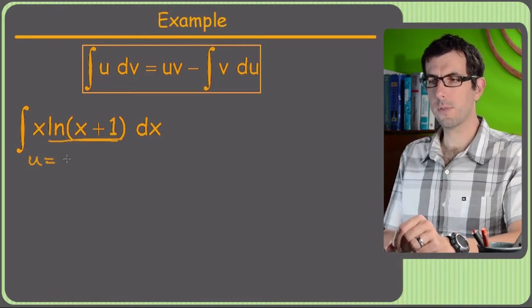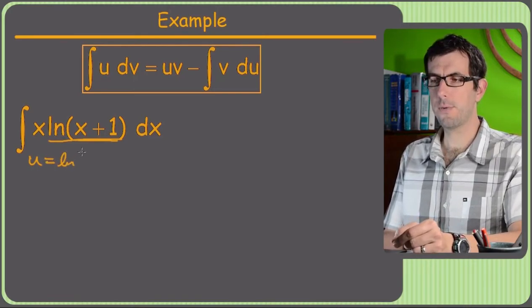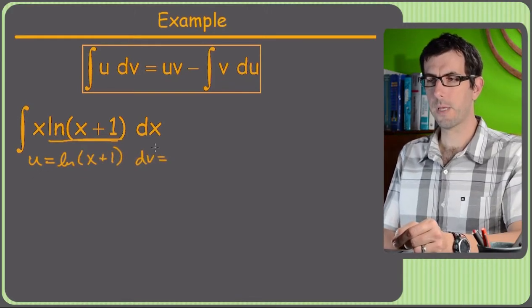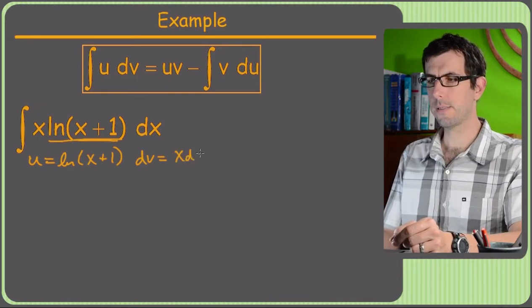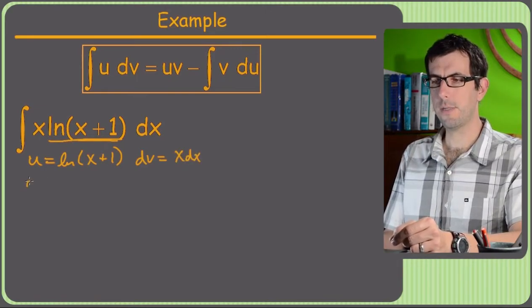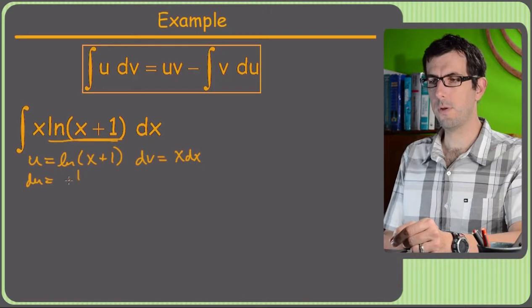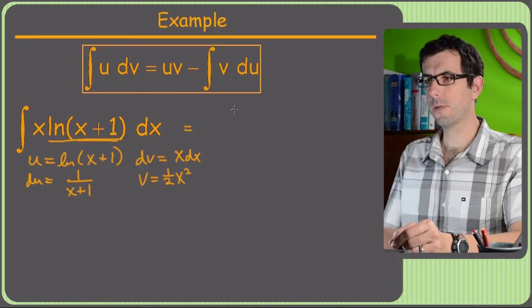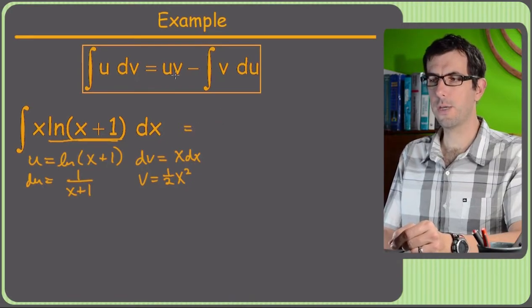So u equals, like I said, let's always make u equal to that natural log, whatever it is, and make my dv equal to x dx, everything that's left. So du equals 1 over x plus 1, and v, just the integral of x, is 1/2 x squared. All right, so this is going to be the integral of, I'm sorry, plug and chug, u.